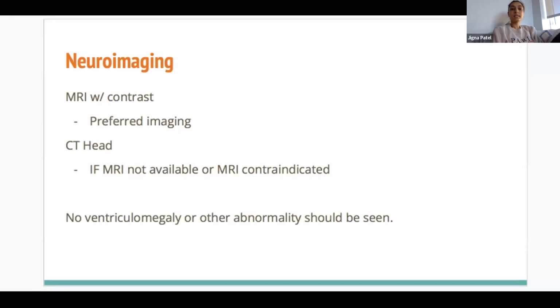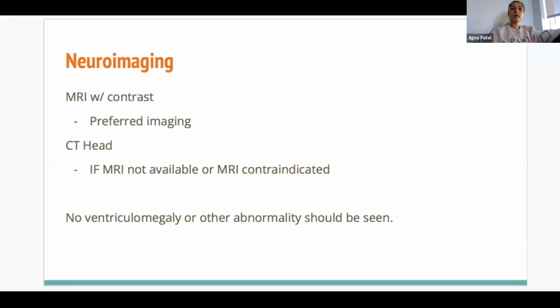A CT scan you can do if an MRI is unavailable or if it's contraindicated, such as if the patient has foreign bodies or metal clips, if they're claustrophobic, or if they're very obese as well and would not be able to get the MRI. With pseudotumor cerebri, there should be no ventriculomegaly or any other abnormality that you should really see on neuroimaging.